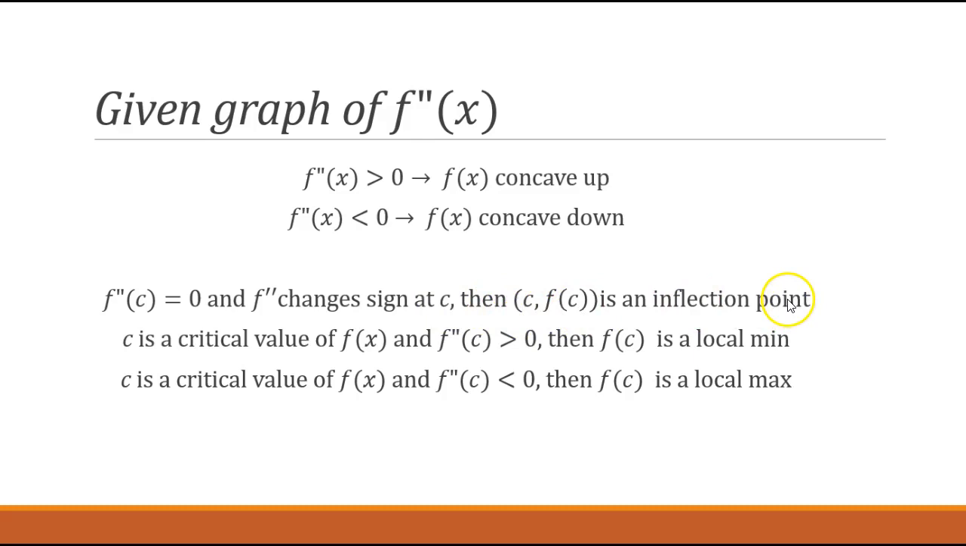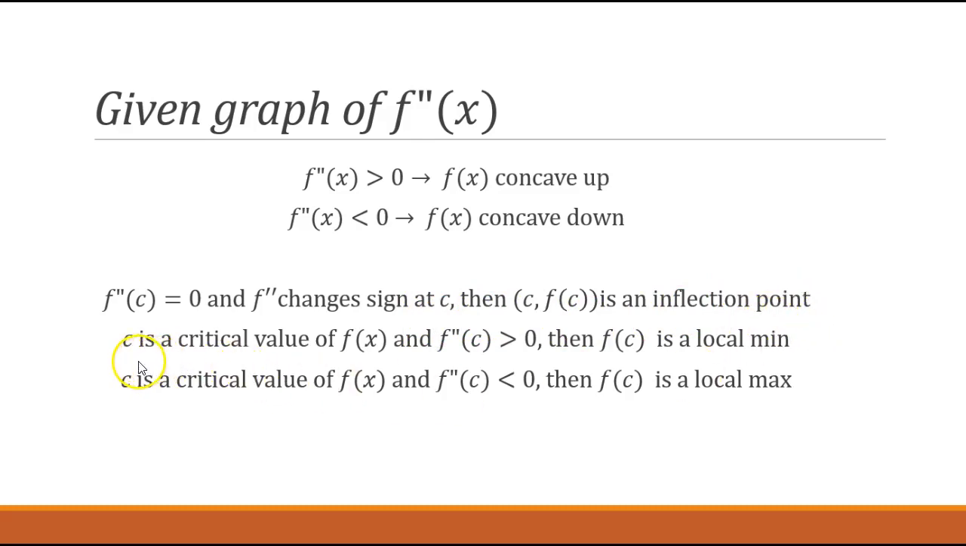So what we're looking for is places where f double prime crosses the x-axis. So f double prime can't just equal 0. We need the second derivative to change sign. We need to actually cut or slice through that x-axis, and then we would have an inflection point.